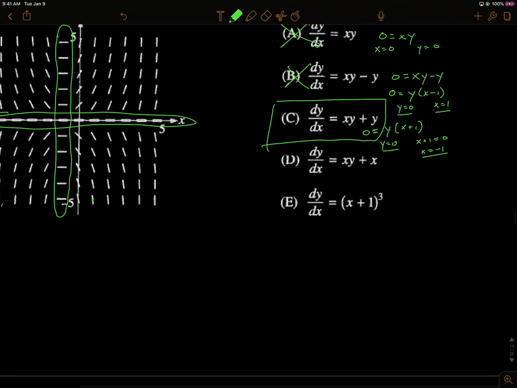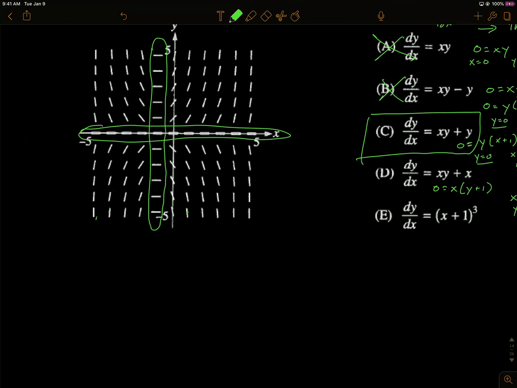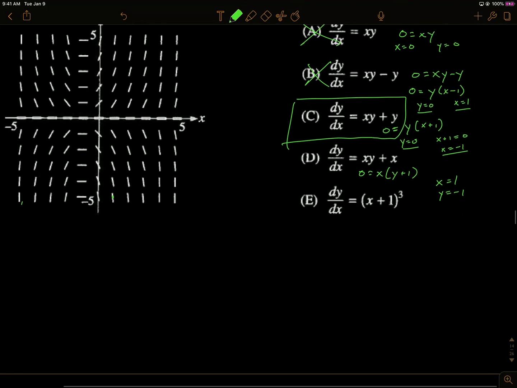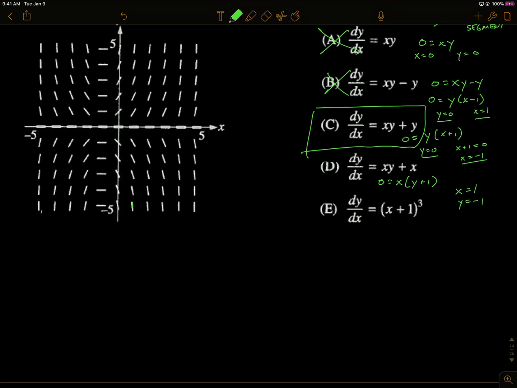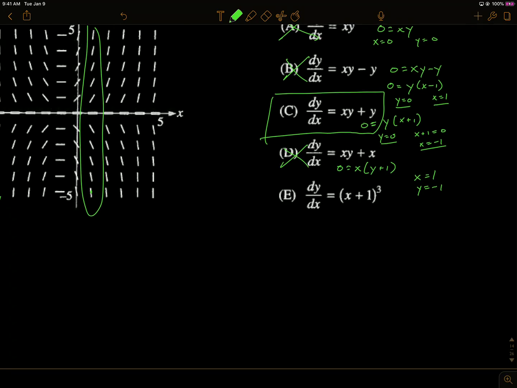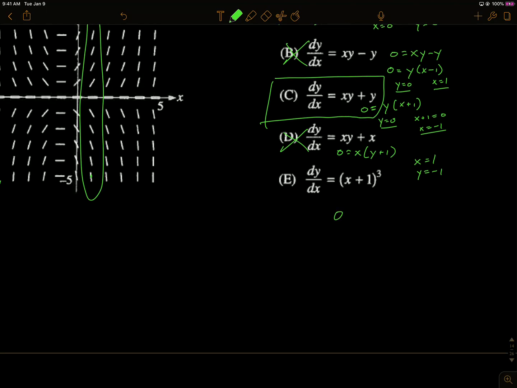We can just check the rest of these. If I factor out an x, I get y plus 1 equals 0. So that's going to be all the points where x is 1 and where the y is -1. Let's see if I have horizontal tangents there. Along the line x equals 1, no, those are not horizontal. That one's out.